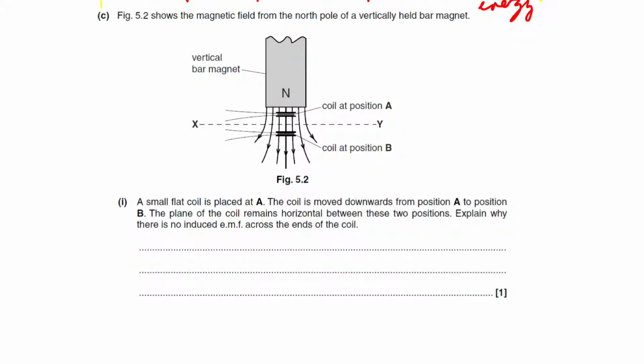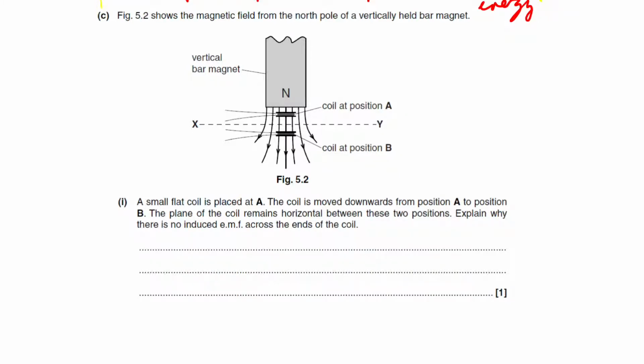Figure 5.2 shows the magnetic field from the North Pole of a vertically held bar magnet. A small flat coil is placed at A. The coil is moved downwards from position A to position B. The plane of the coil remains horizontal between these two positions. Explain why there is no induced EMF across the ends of the coil.